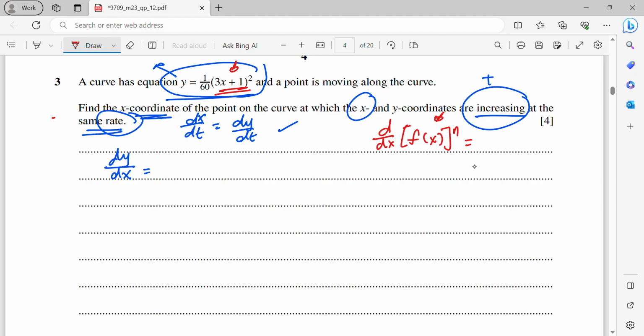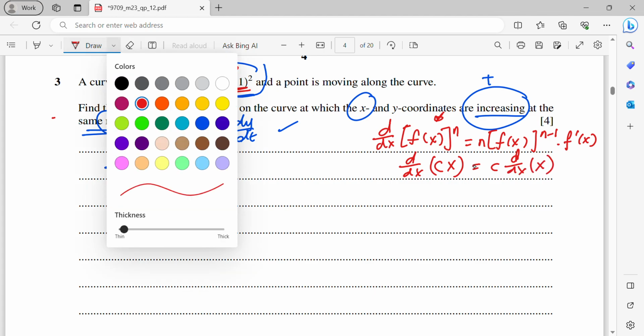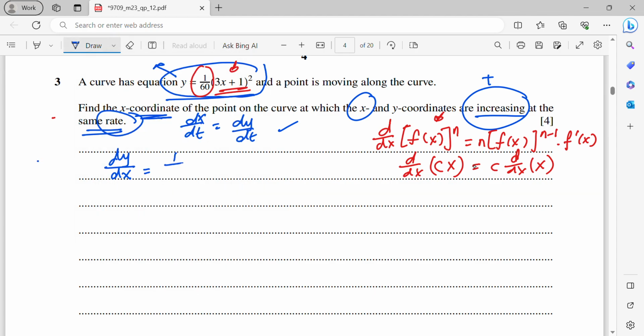This is the power rule: bring down the n, rewrite f(x) with the power becoming n - 1, and multiply by the derivative f'(x). Of course the 1/60 is a constant, so I keep the constant because of the second formula here, c times the derivative of the function of x. So I keep the 1/60, and the square will be brought down based on the power rule. Then I get 2(3x + 1). The power must always be minus 1.